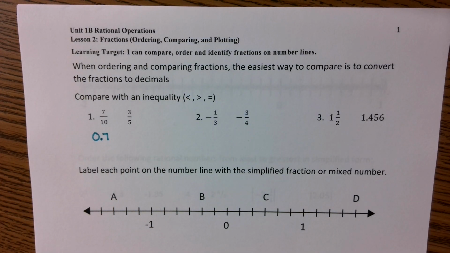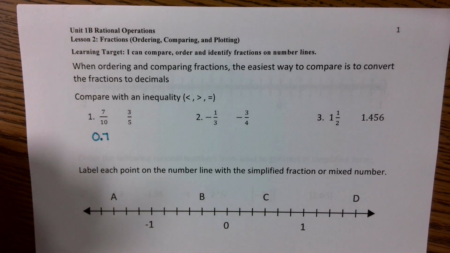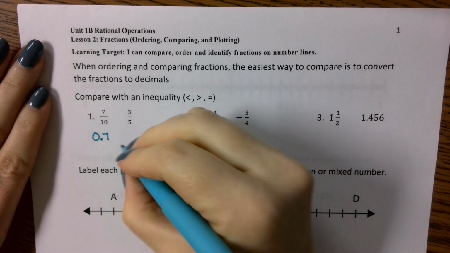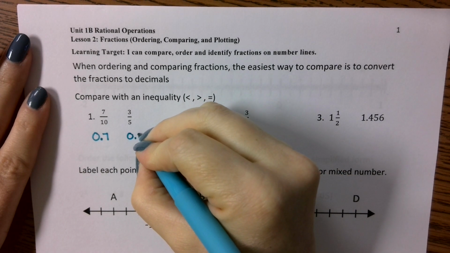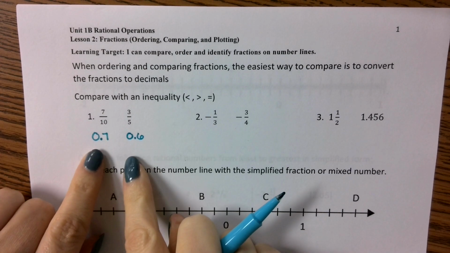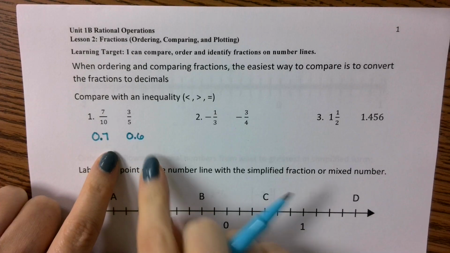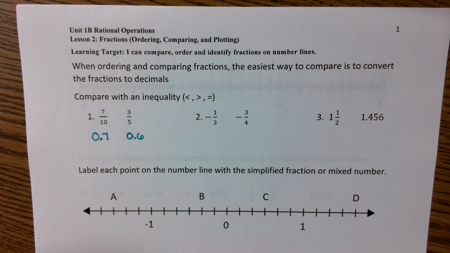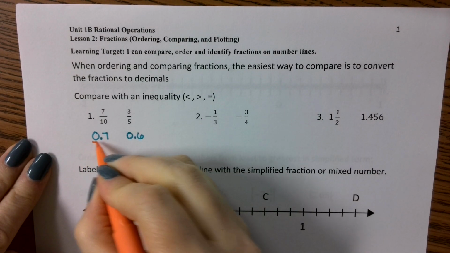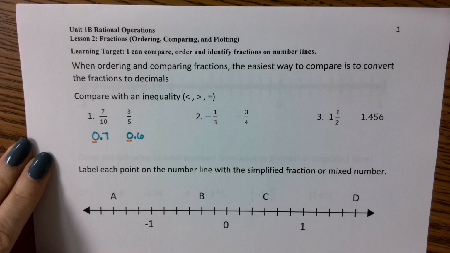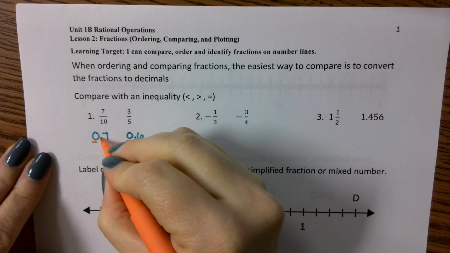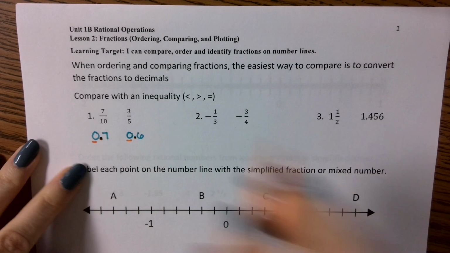And then 3/5. 3/5 is going to be what? 0.6. Thank you, Brandon. So we've got 0.6. So now it's a lot easier to compare 0.7 and 0.6 to each other because we notice, hey, the very first value is the same, right? They both have a 0. They both have their decimal. So then we've got to go to the next number.